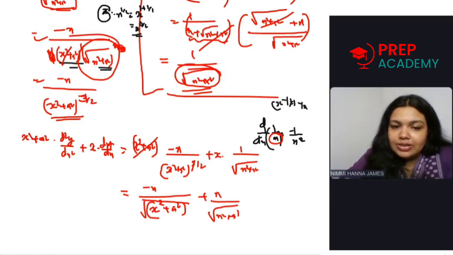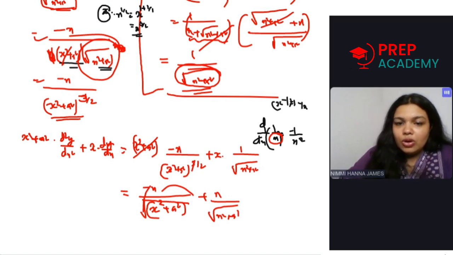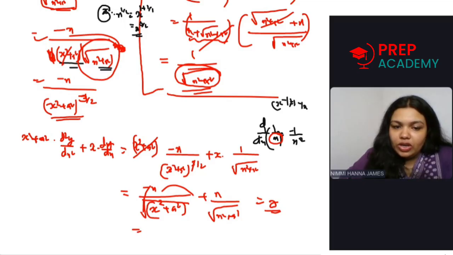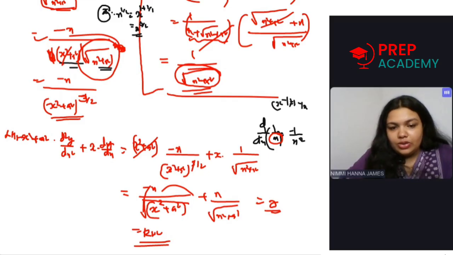Now look, these are the same numbers but different sign, minus and plus. So it is equal to 0. They will get cancelled off. So it is equal to 0. So when we took LHS, we got RHS. So that's it.